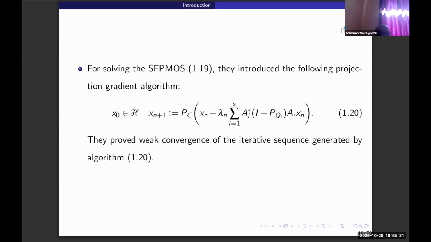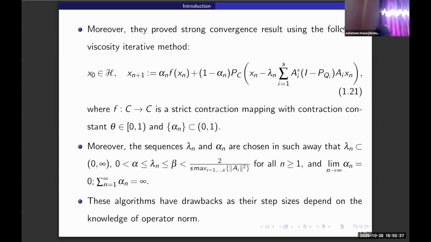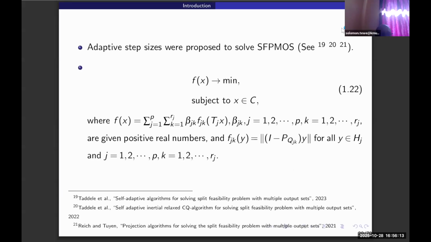So they prove the convergence of the iterative sequence generated by algorithm 1.20. They also proved a strong convergence result by introducing the viscosity type, as you can see, by f of xn in equation 1.21. So using the viscosity type or Halpern type, we can change a given result, which is a weak convergence result, into a strong convergence result. But these methods, as you can see, have their own limitation, because as you can see on the second bullet of this slide, beta depends on the operator norm. So this is a limitation of this method.